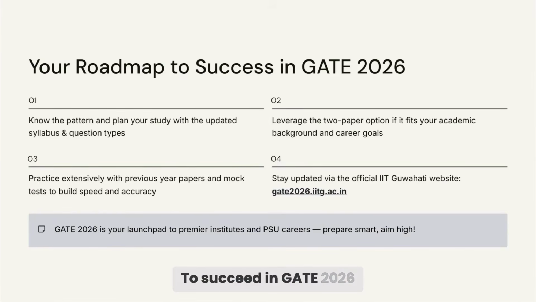To succeed in GATE 2026, follow these key steps. 1. Understand the exam pattern and plan your study according to the updated syllabus. 2. Leverage the 2-paper option if it aligns with your goals. 3. Practice extensively with mock tests and previous year papers to enhance your speed and accuracy. 4. Stay updated on any changes via the official website of IIT Guwahati, gate2026.iitg.ac.in.